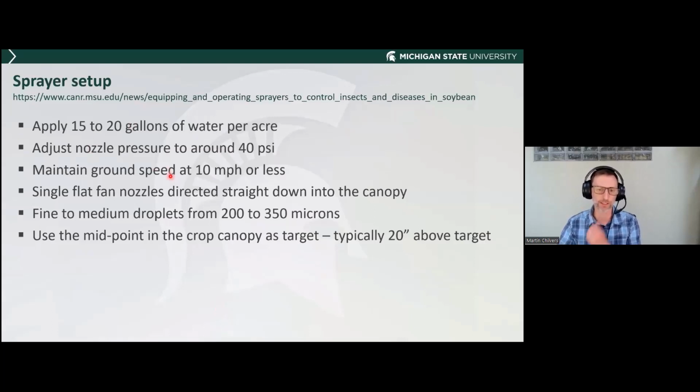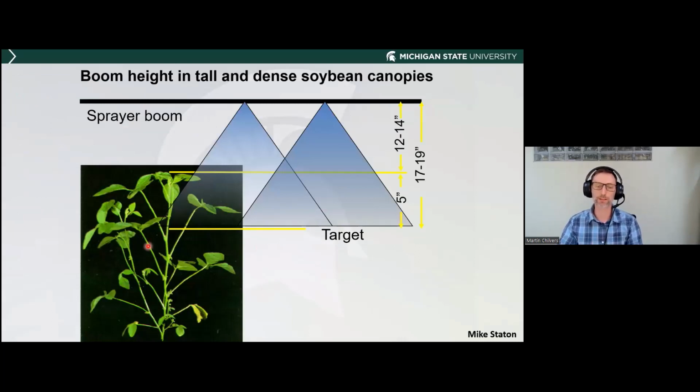And we want to maintain a ground speed of 10 miles per hour or less, perhaps. Single flat fan pointed directly straight down into the canopy. We're looking for fine to medium droplets, 200 to 350 microns. And we're using the midpoint of the canopy as a target to try and get those droplets down onto the flowers for optimal efficacy. So in this instance, we're looking for about 12 to 14 inch boom height above the canopy there to target that 17 to 19 inch deposition down onto the flowers.